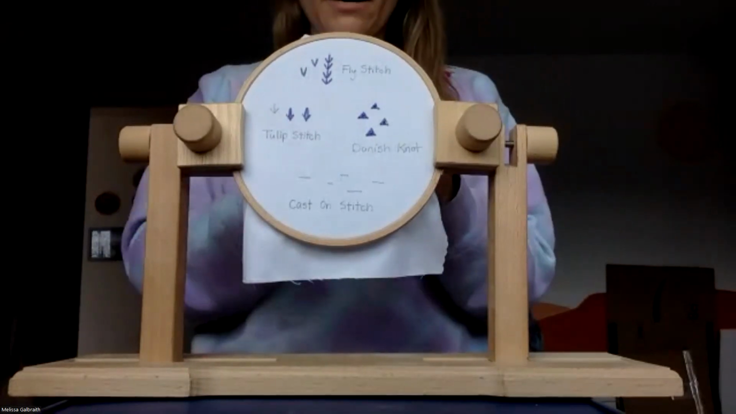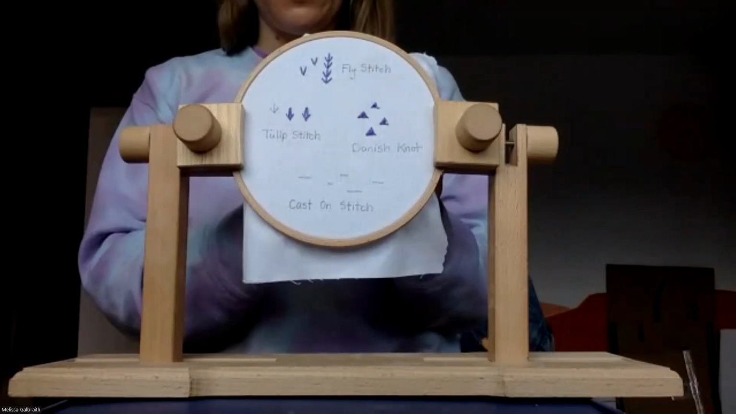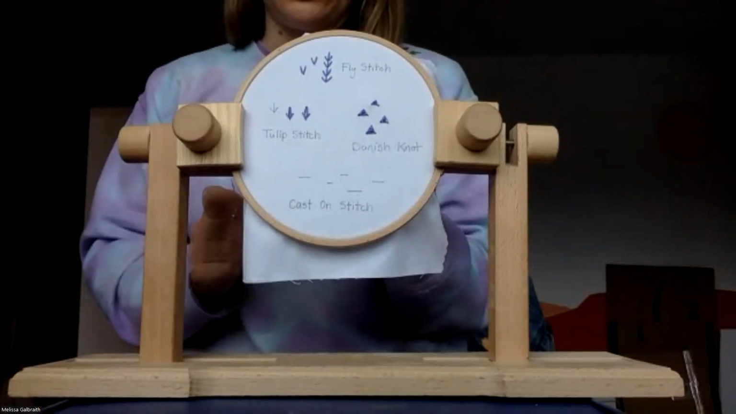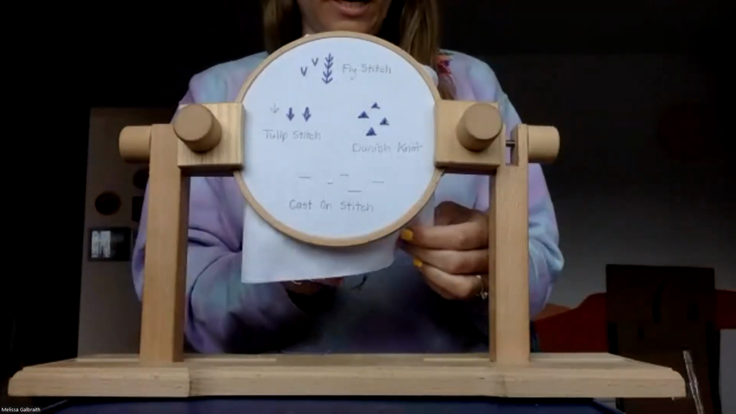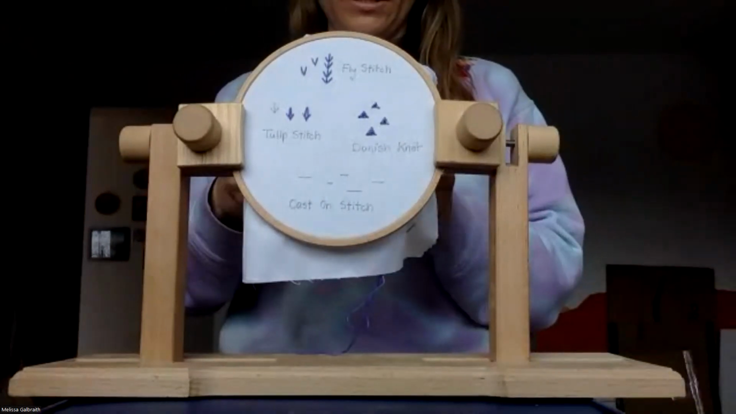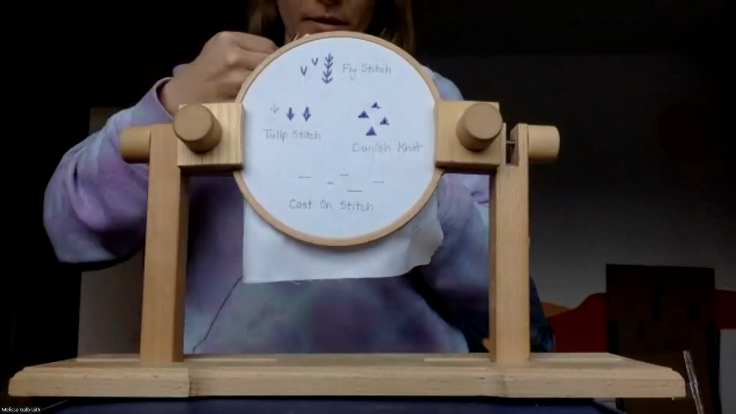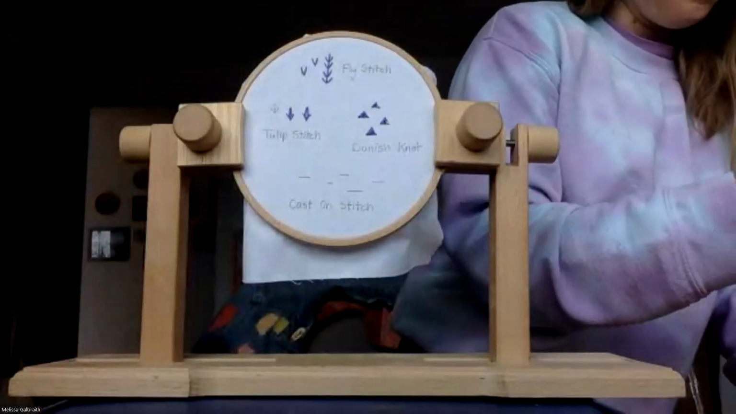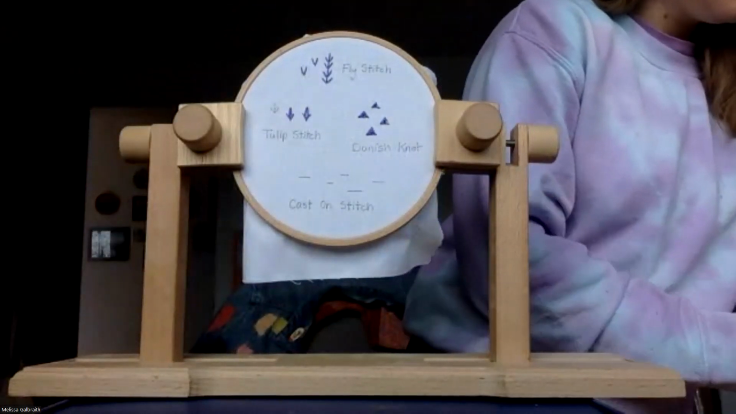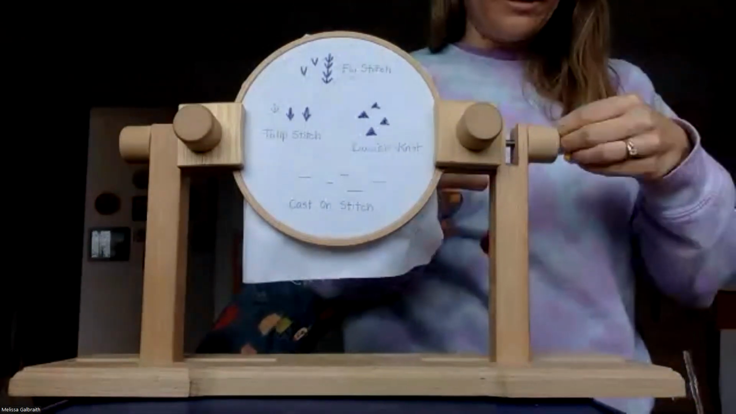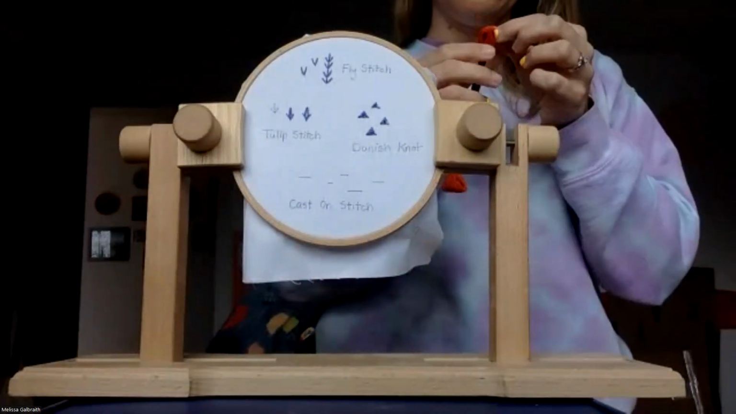All right, let's go ahead and knot the thread off on the back, and then we will do the cast on stitch next. I'm going to grab some more thread for this one, so give me just a moment here. I think we'll switch up our colors. Maybe use a bold orange here.